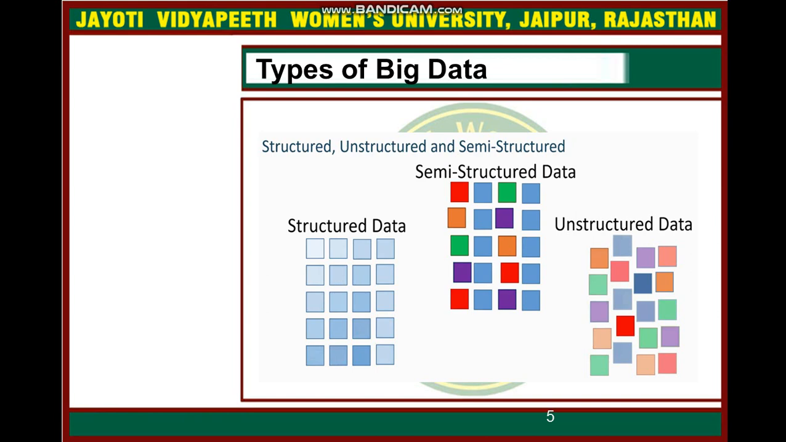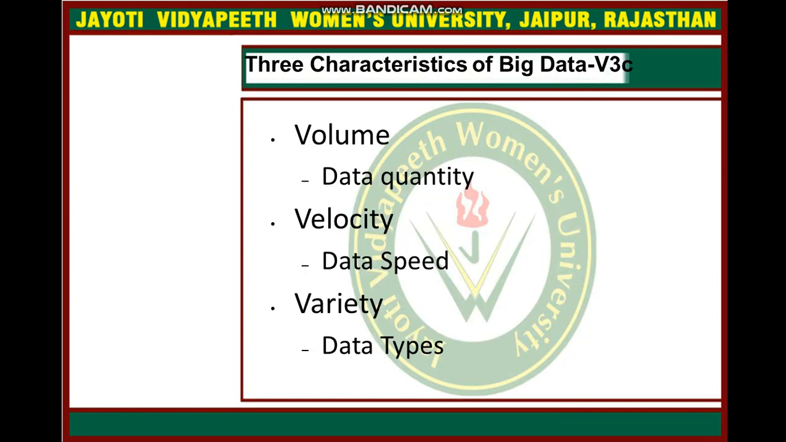Big data also requires several sources and often comes from different types, but it is not always an easy job to know how to combine all the tools. You need to work with different styles. Now come to the next slide, that is three characteristics of big data, that is V3C. First is volume, in this data quantity can be checked, and second is velocity, speed we can check, and third is variety. Data types come in this category.